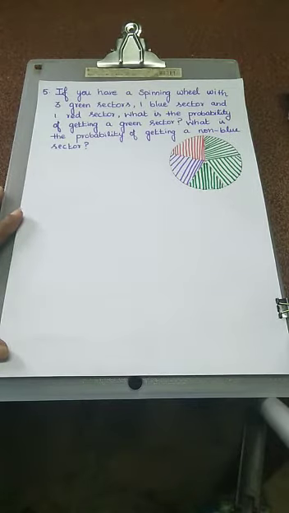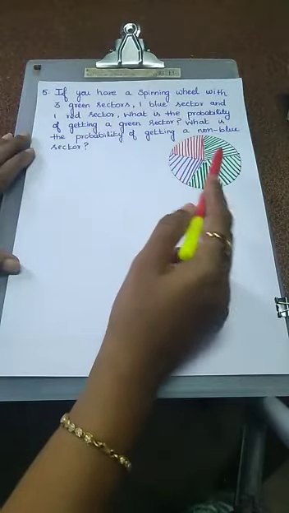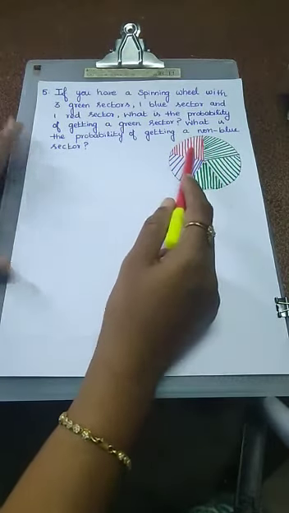sector, what is the probability of getting a green sector? What is the probability of getting a non-blue sector? Actually one spinning wheel is given. Here some colors are mentioned. 3 sectors are in green color, 1 sector in red color, 1 sector in blue color.